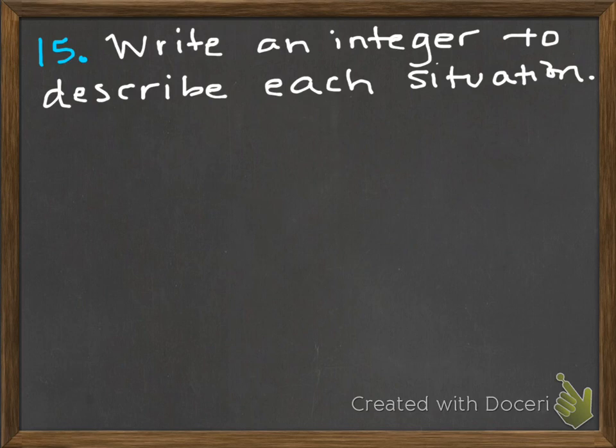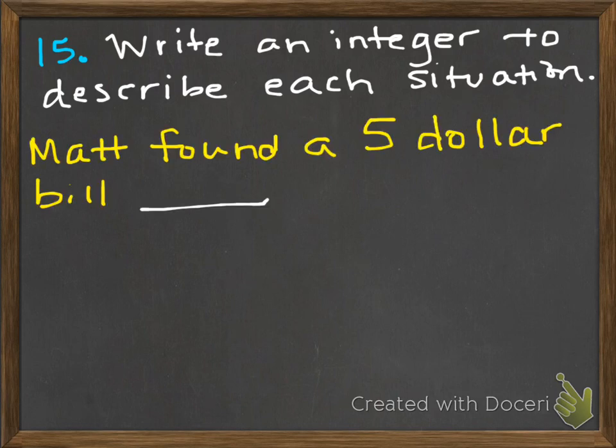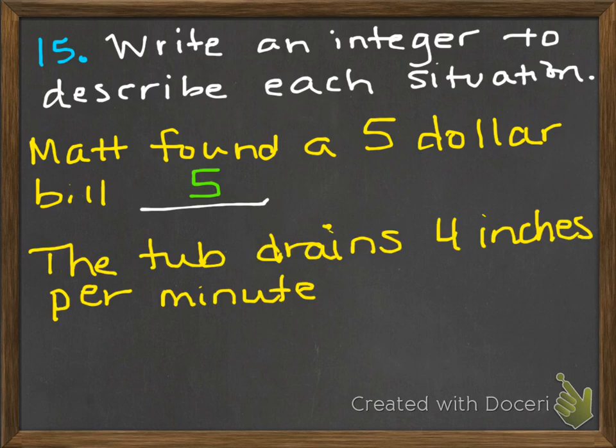So the next question that I have here, number 15, will cover probably 2, maybe 3 questions that are going to be on the test. And it says to write an integer to describe each situation. So for instance, Matt found a $5 bill. So for Matt finding a $5 bill, that's going to be a positive integer, so it'll be +5. The next one says the tub drains 4 inches per minute. So because it's losing water, draining means losing water, so it's going to be a -4. So you just need to know how to assign an integer to a situation like I've done here.